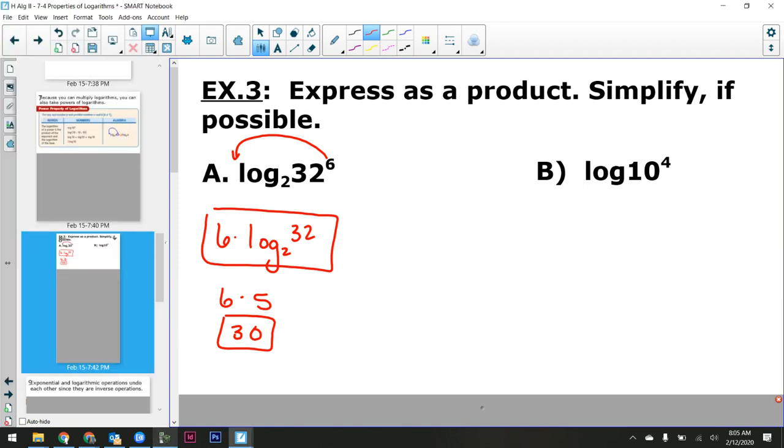Okay, let's take the second one here. Oh, first off, what's my base on my log? 10, right? It's common log, log base 10. So 4 times log base 10 of 10. What is log base 10 of 10? 1. So this would be 4 times 1, or just 4.